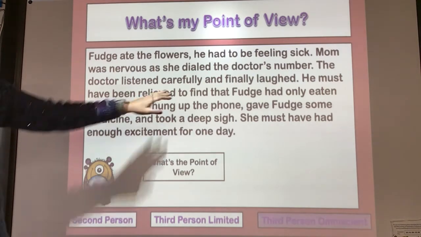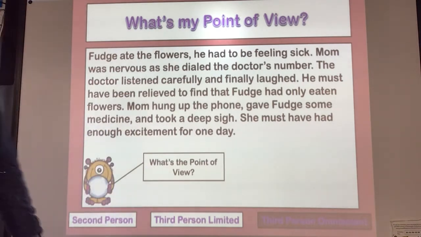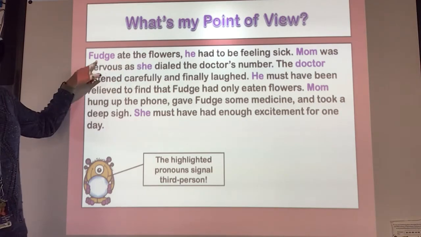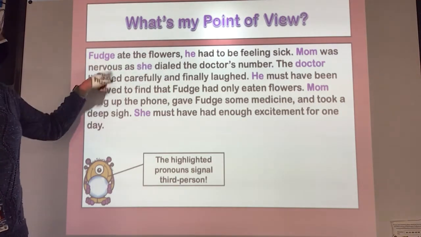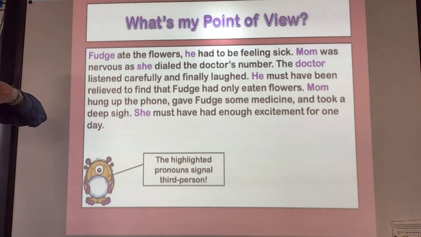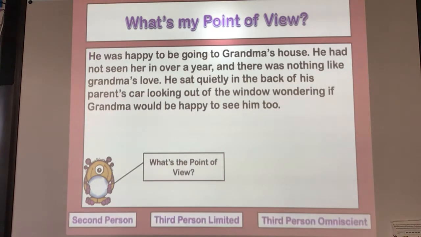Because we're getting Fudge's information and we're getting information about Mom, right? So Fudge ate the flowers. Here we're seeing what Fudge is doing. Here we're seeing Mom is feeling nervous, right? So that would be omniscient. We're getting two characters there instead of just the one. Well, let's see how many we have here. Oh, we've only got a couple more.